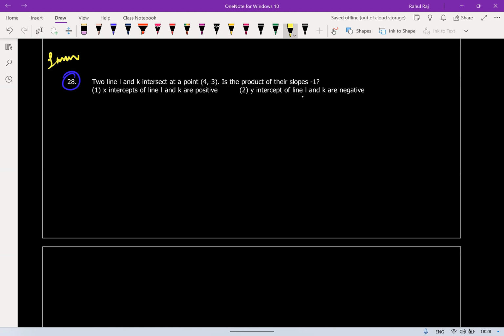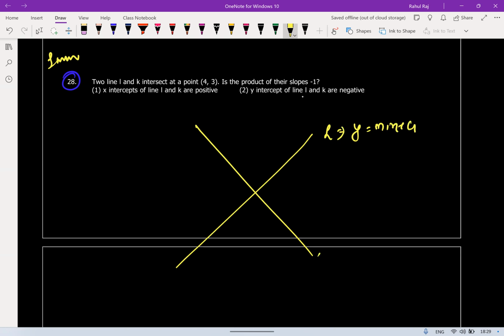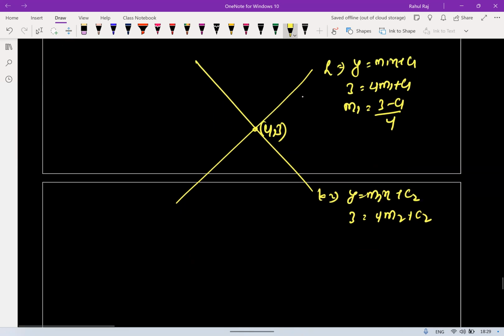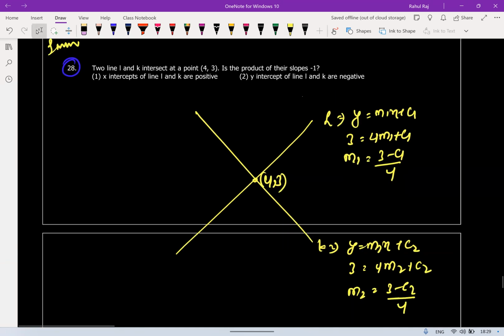So it says two lines L and K intersect at point (4, 3). Let's say this is line L, exactly the same thing: y is equal to m1x plus c1. This is line K: y is equal to m2x plus c2. They intersect at point (4, 3), so the point will satisfy both the lines. That is 3 is equal to 4m1 plus c1, and m1 here is 3 minus c1 by 4. And 3 is equal to 4m2 plus c2, and m2 over here is 3 minus c2 by 4. Agreed? These are the values of m1 and m2.